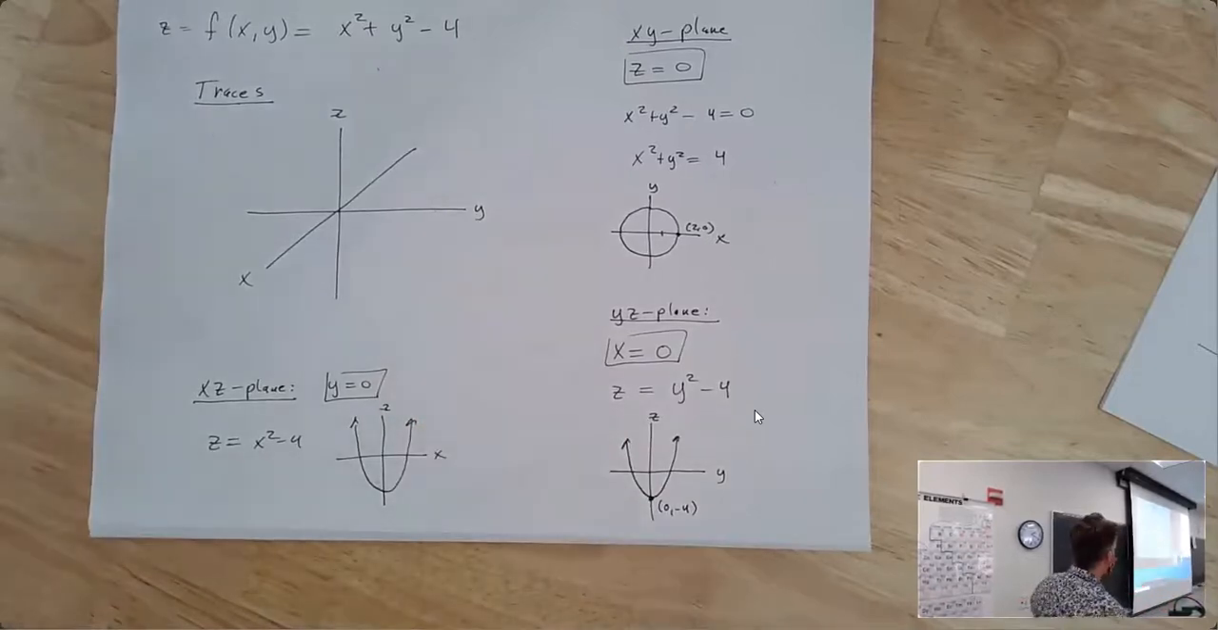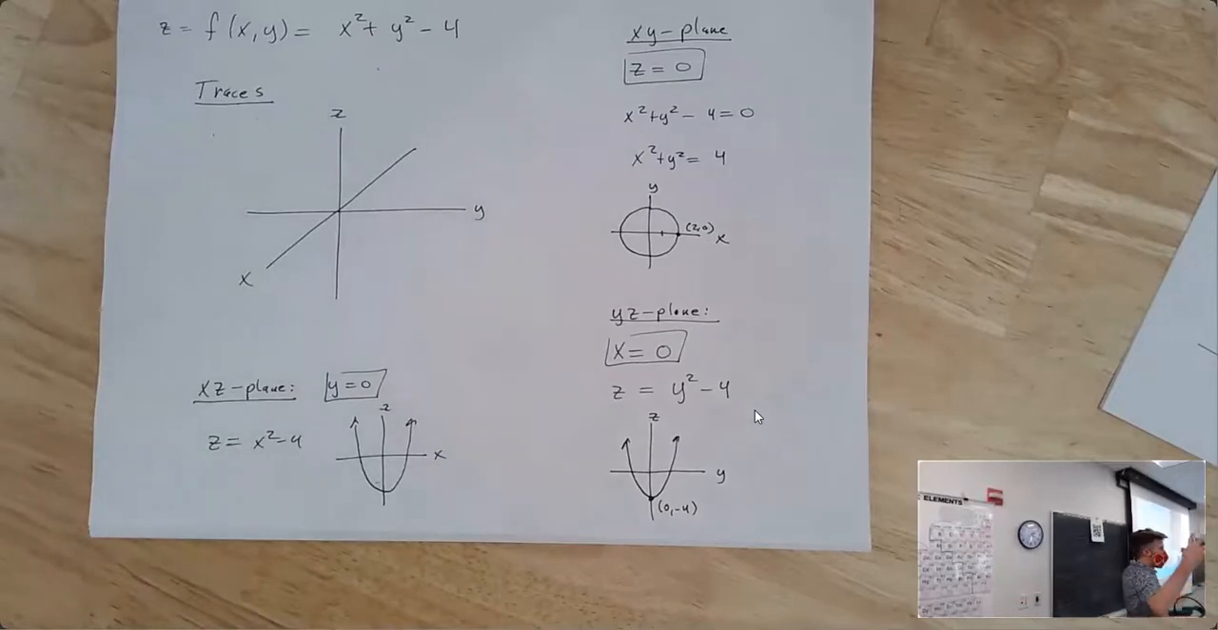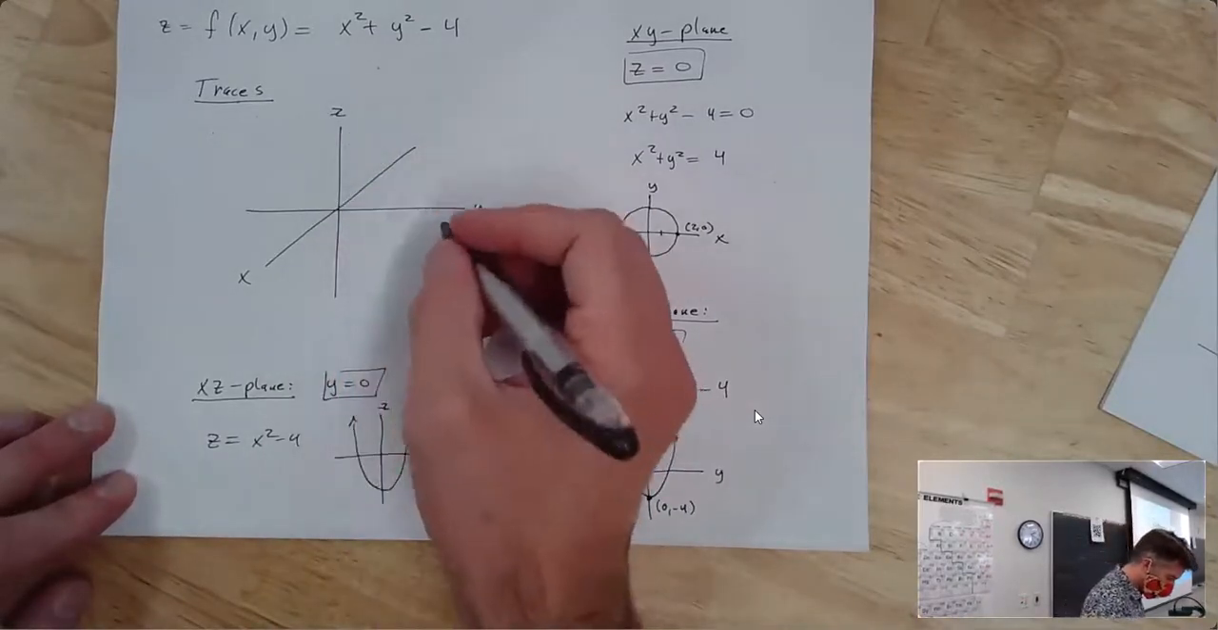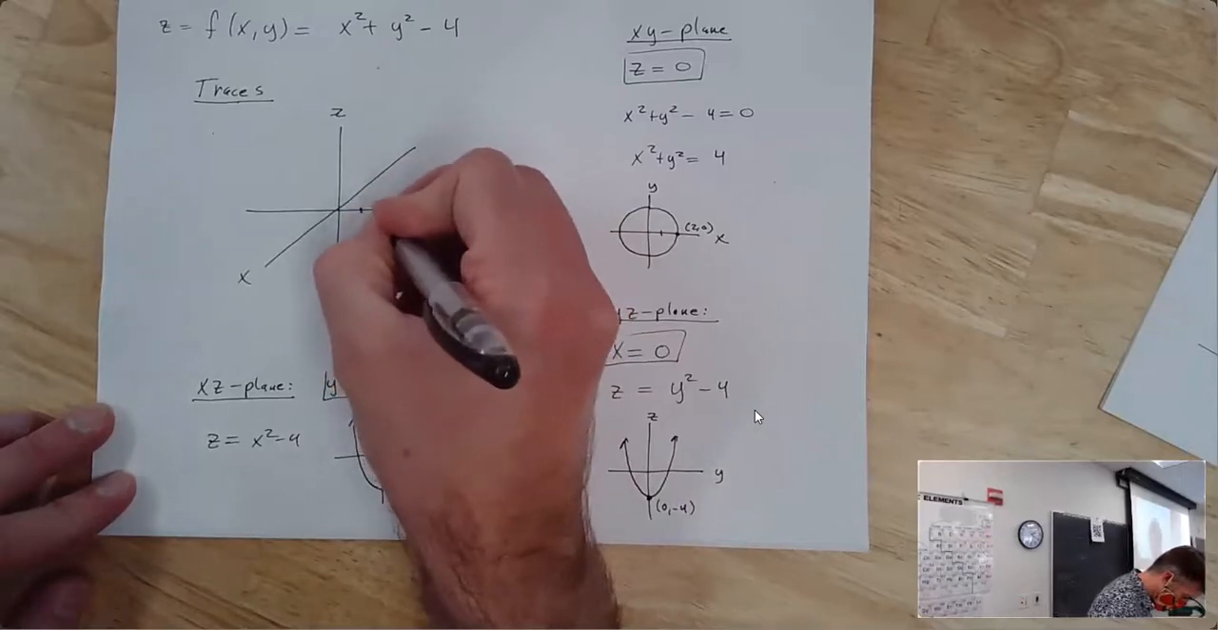So the point of drawing all these is that you can smush them all together to make one 3-dimensional picture. What I've got going on here is a parabola opening up this way, a parabola opening up that way, and a circle in the flat plane. I would draw what's happening in the yz plane first.